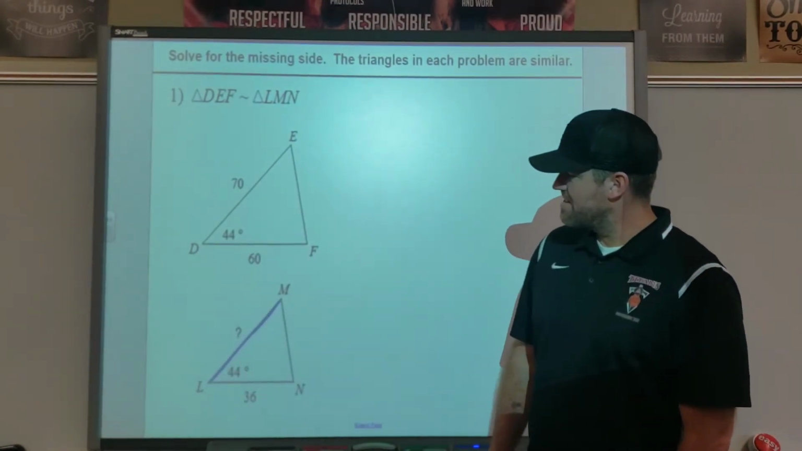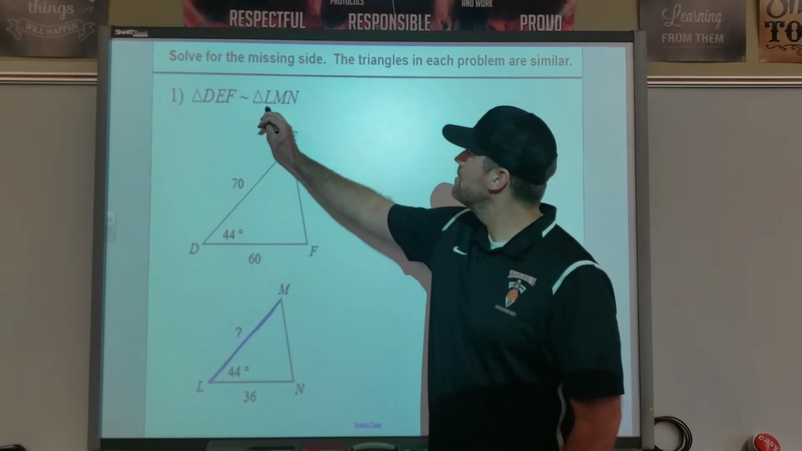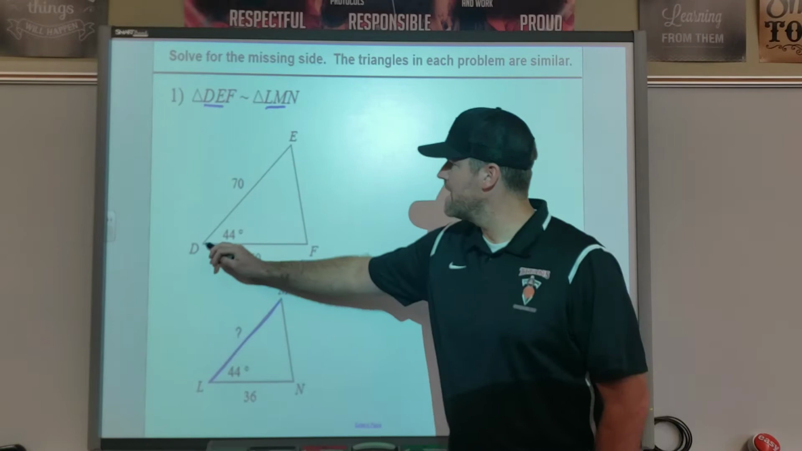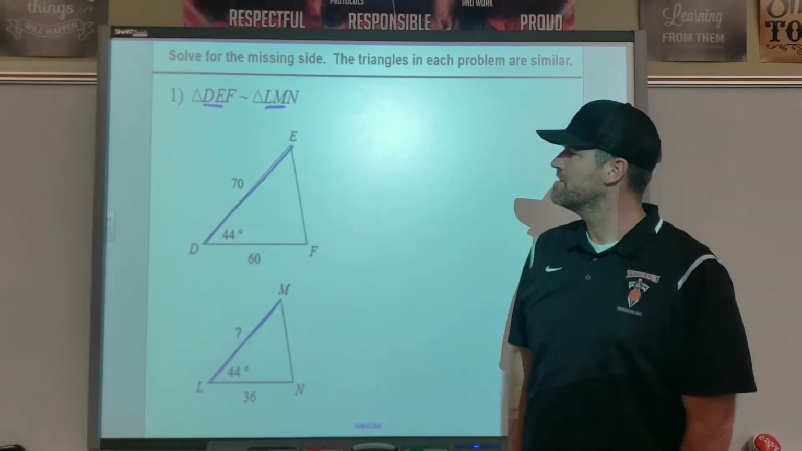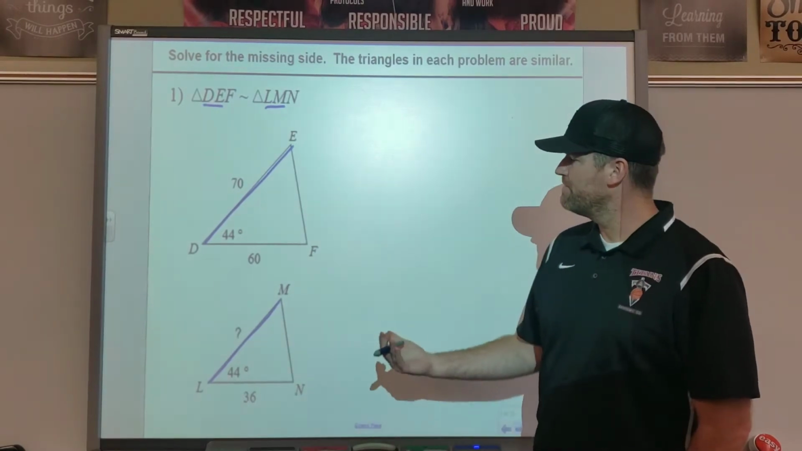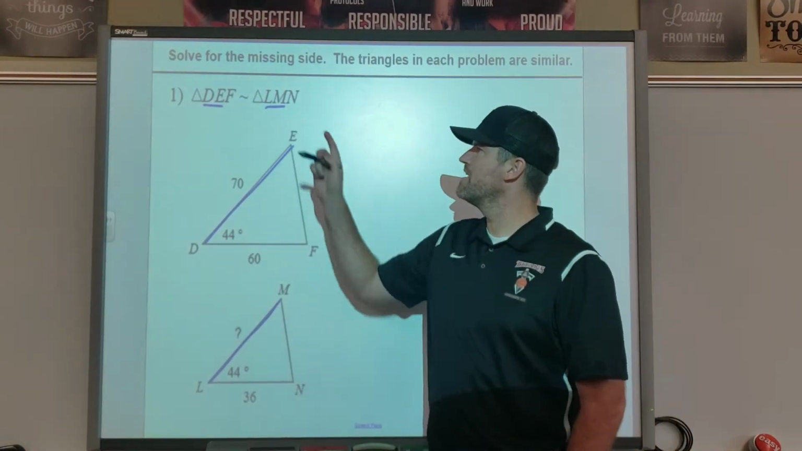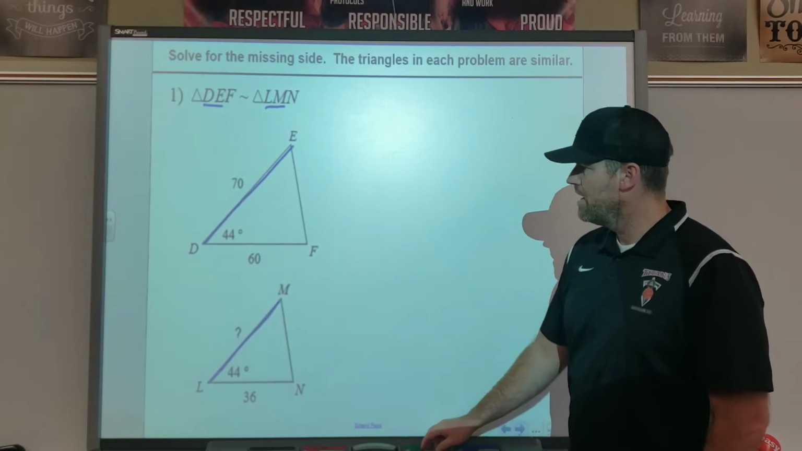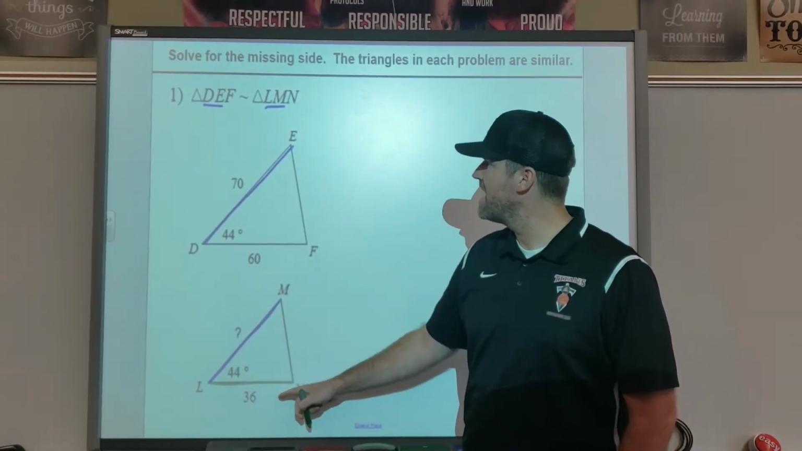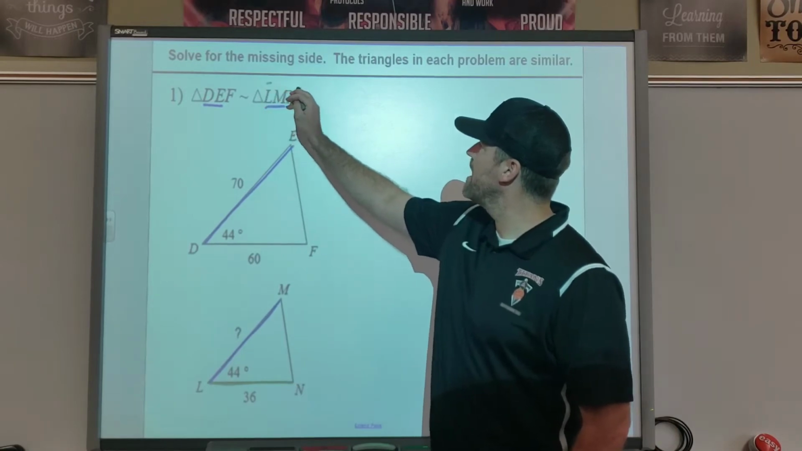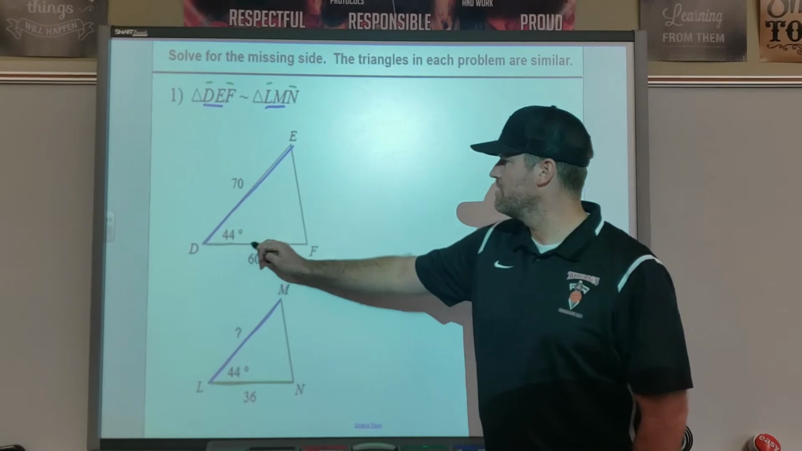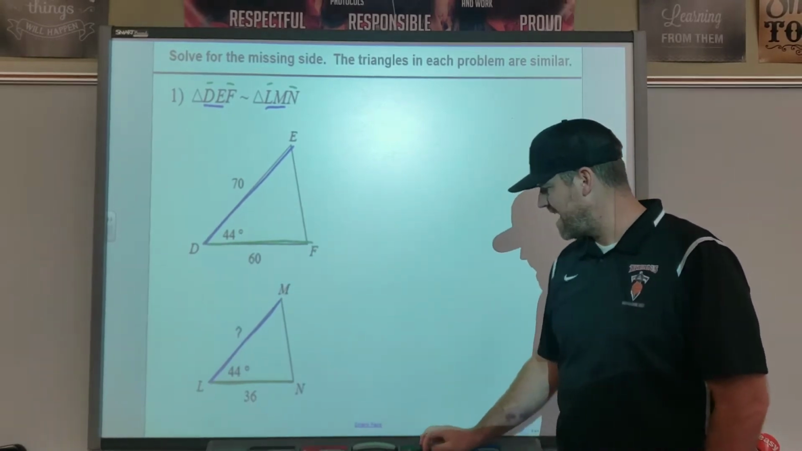And I know that this side, LM, corresponds to DE. So I know that they are going to go together. Oftentimes we can look at the picture and we know which ones go together. But if not, we can always use our similarity statement. I also know then that this 36 side down here, which is LN, will have to go with side DF. So I know that those are the corresponding sides.